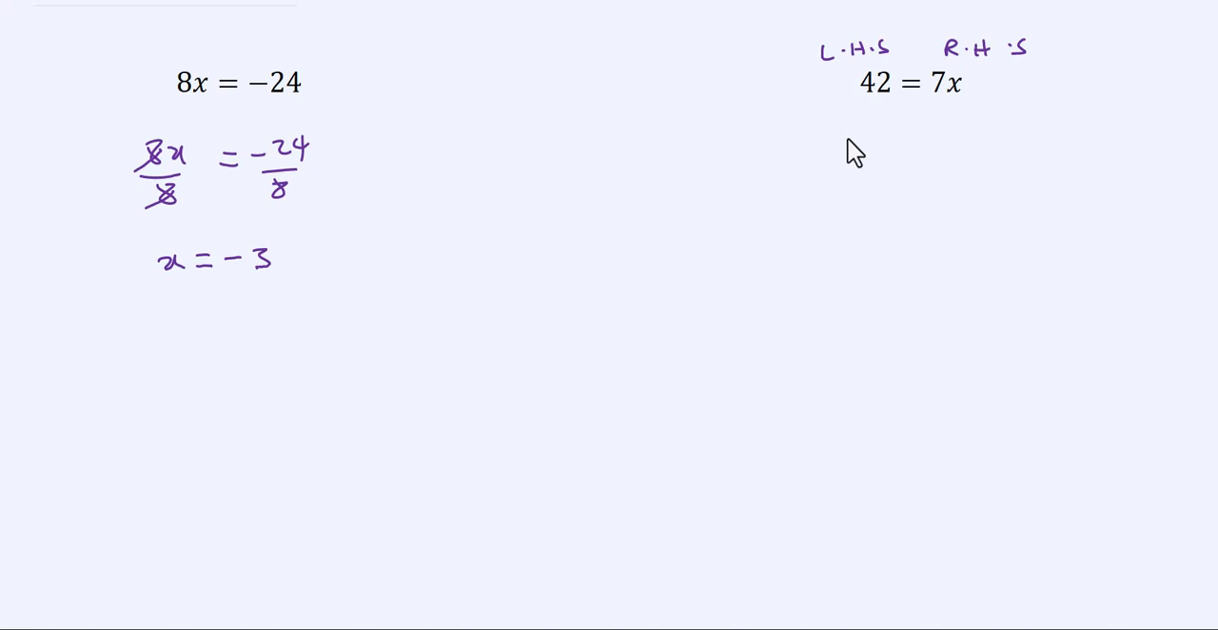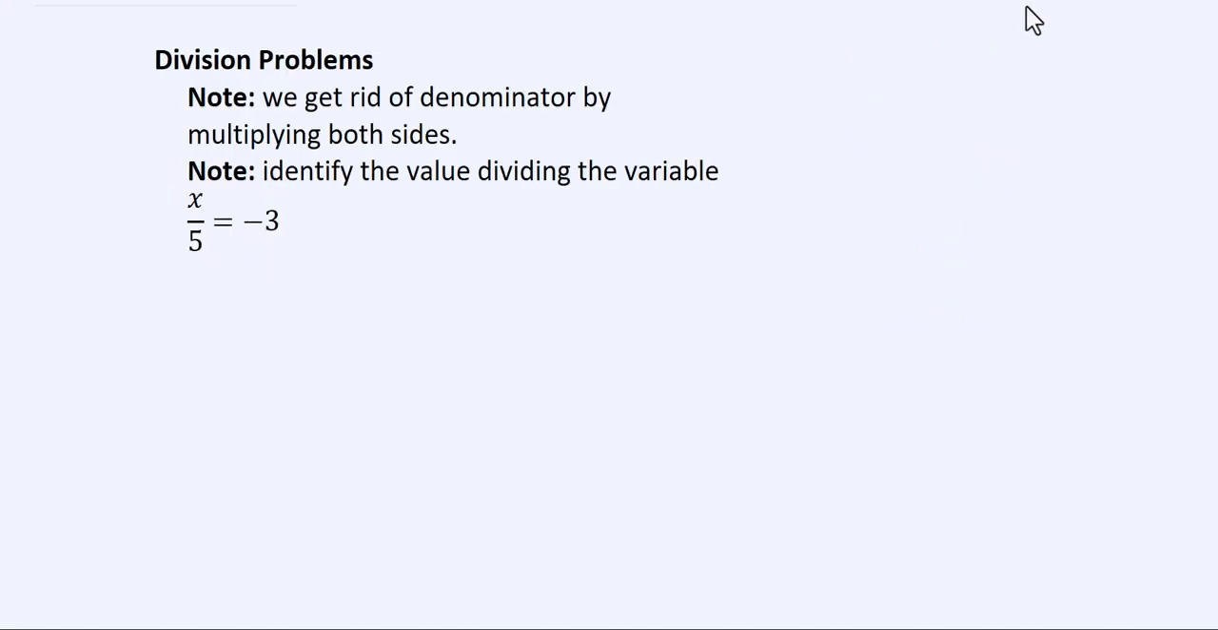Saying that we have 42 divided by 7 is equal to 7x divided by 7. So the 7's here cancel out. So x is equal to 42 divided by 7, which is 6. So therefore, x is equal to 6. Whatever way is fine. Whether you say 6 is equal to x or x is equal to 6, that's correct. Okay, and we are at the final phase of this very lesson, division problems.